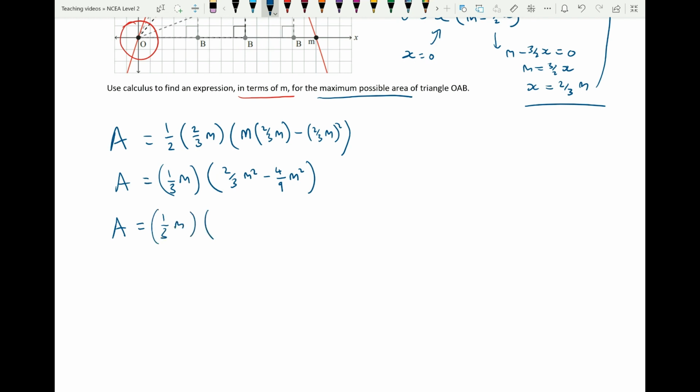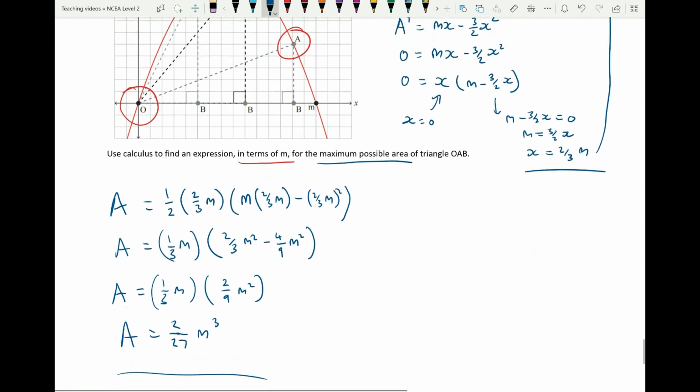I am going to do that. So again, do this on the calculator. So 2/3 take away 4/9 is 2/9. So that is 2/9 m squared. And then do 2/9 times 1/3 is 2 over 27. And then m times m squared is m cubed. And that is an expression for A in terms of m. The maximum possible area will be 2 over 27 times m cubed.